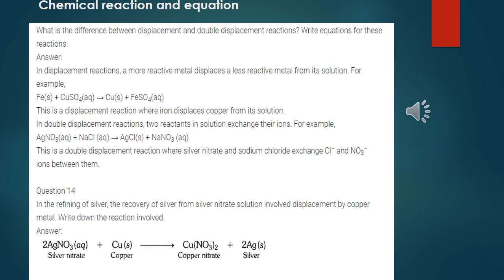Next question, in the refining of silver, the recovery of silver from silver nitrate solution involves displacement by copper metal. Write down the reaction involved. So here we have to write the reaction between silver nitrate, meaning AgNO3, and copper Cu to form copper nitrate along with silver. So this reaction you can write by yourself also.